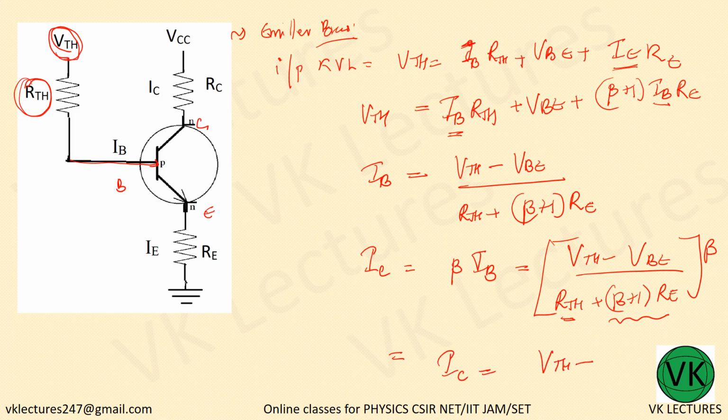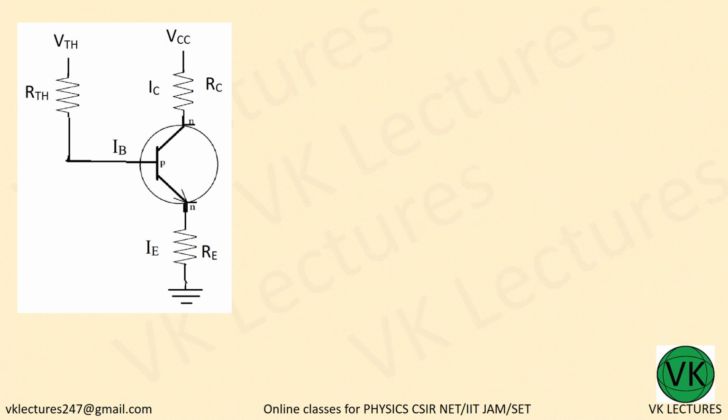Okay, so IC is equal to VTH. Please remember this formula: VTH minus VBE divided by beta plus 1 into beta. This can be removed by RE. Please remember this formula.